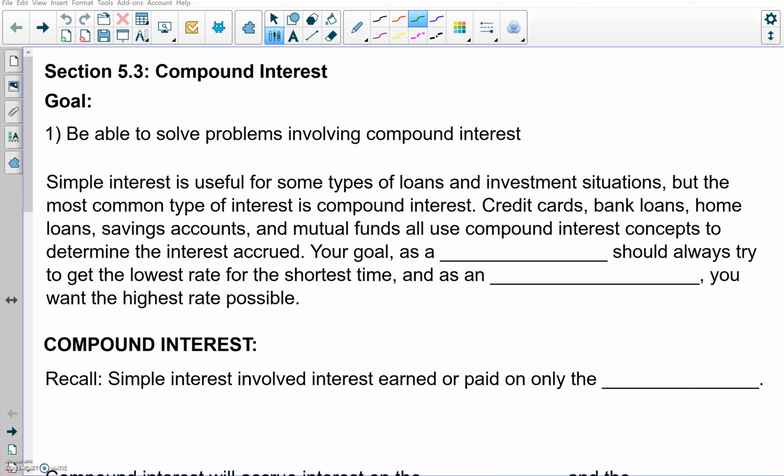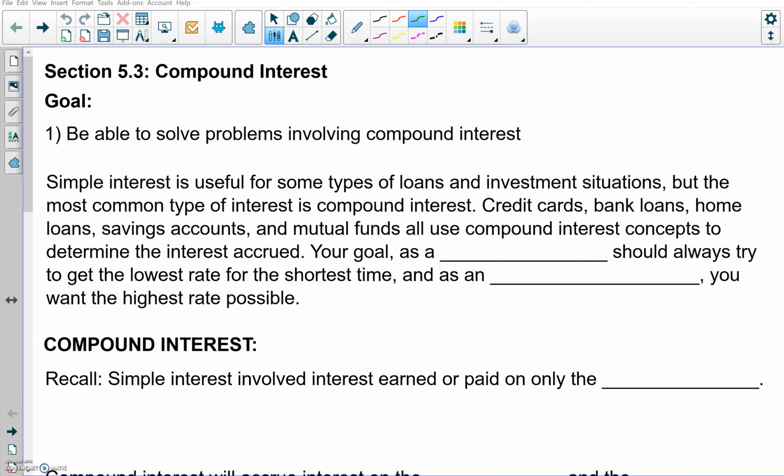Section 5.3, Compound Interest. In this section, we want to be able to solve problems involving compound interest. We saw simple interest in the last one. Simple interest is useful for some types of loans and investment situations, but the most common type of interest is compound interest. Credit cards, bank loans, home loans, savings accounts, mutual funds, your student loans, etc., all use compound interest concepts to determine the interest accrued, how much interest you need to pay.